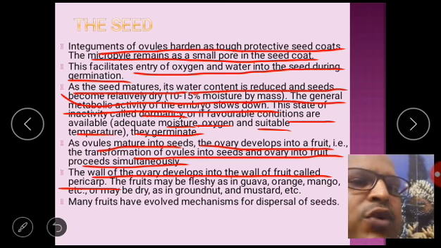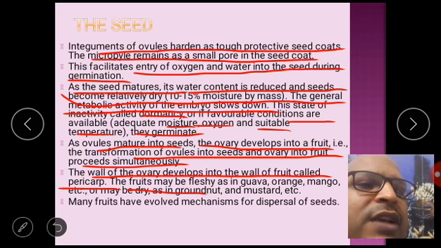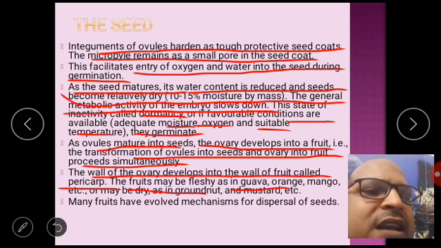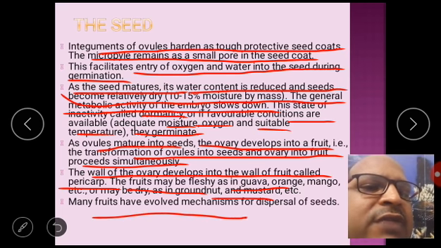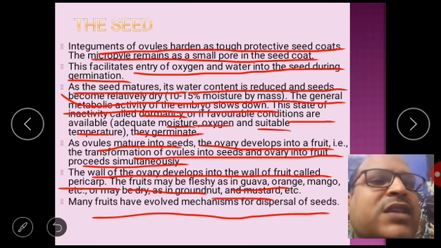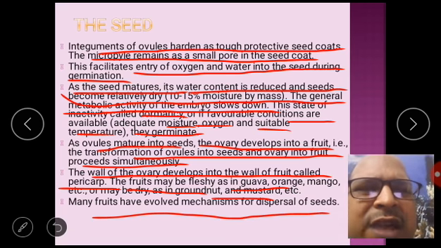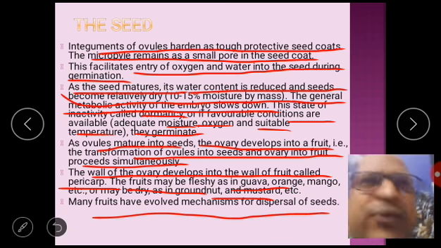Now, the fruit may be fleshy, just like in guava, orange, mango, or it may be dry, just like in groundnut and mustard. Now many fruits have evolved mechanisms for dispersal of seeds. This thing will be known as -chory, just like anemophily, hydrophily, as we have seen in pollination.